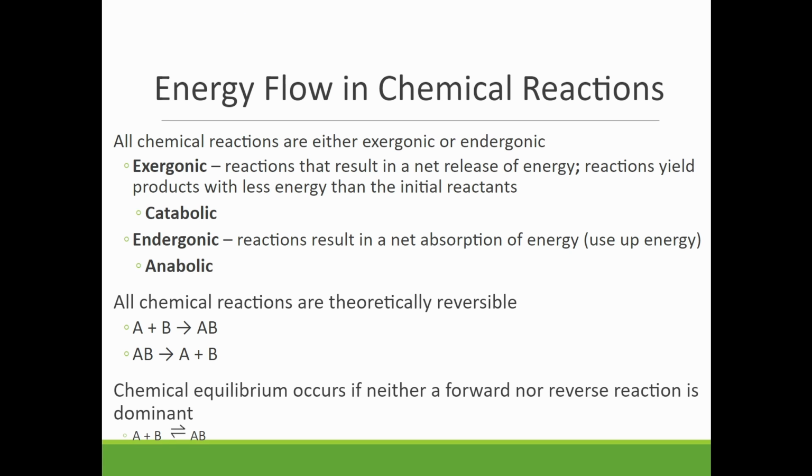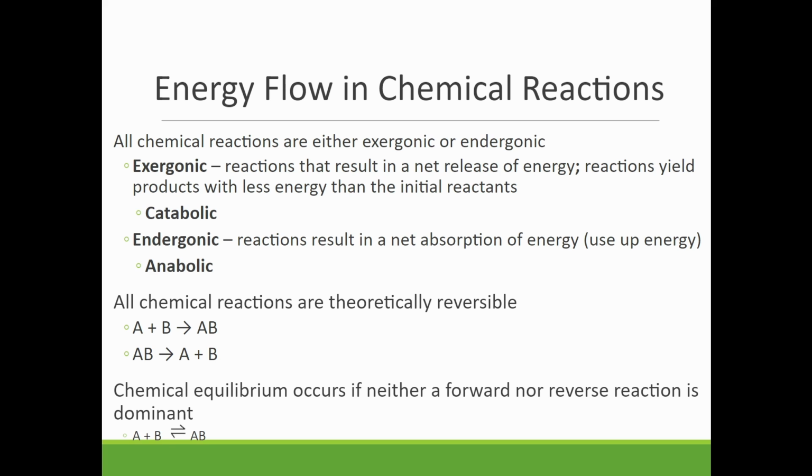Looking at the energy flow in chemical reactions, we tend to see that all chemical reactions are either exergonic or endergonic, which you should remember from physical science. Exergonic is a reaction that results in a release of energy, whereas endergonic uses or absorbs energy. Exergonic reactions are catabolic because it's the breakdown or destruction of a bond that releases energy, whereas endergonic reactions are going to be anabolic because the absorption or use of energy can build a bond.